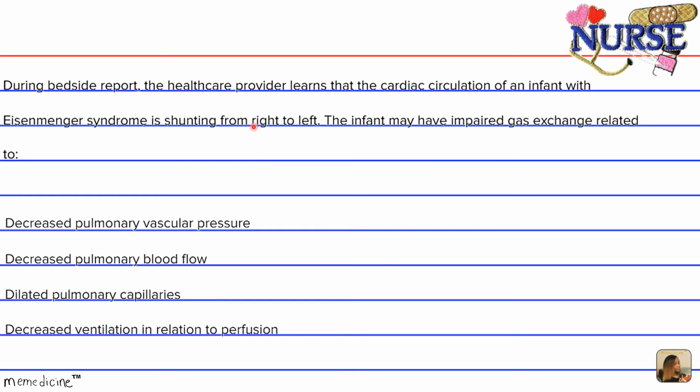As blood shunts from the right to the left ventricle, less blood goes to the lungs, causing decreased pulmonary blood flow and hypoxemia. And when I say hypoxemia, I mean an abnormally low concentration of oxygen in the blood. All right, so the correct answer is B, but if you're wondering what perfusion means, that's the process of the body delivering blood to the capillary bed in its tissue.